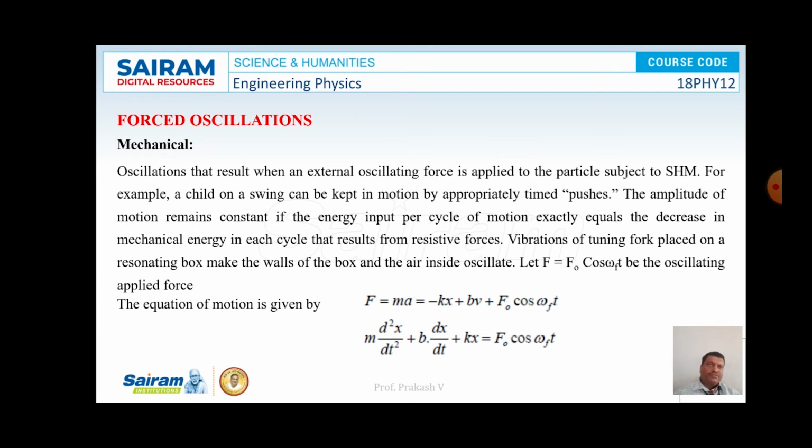Let us consider F is equal to F naught cos omega f t to be the oscillating applied force. So here in this case, F is equal to ma, and we can get m into d square x by dt square plus b into dx by dt plus kx is equal to F naught cos omega f t.